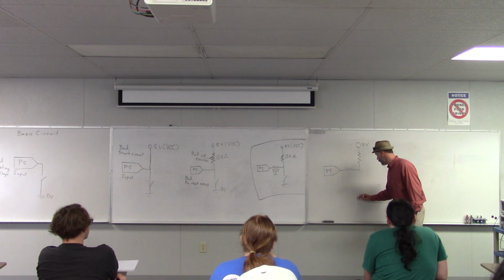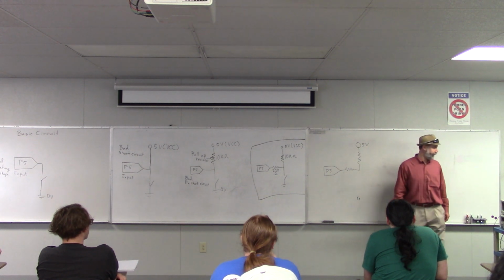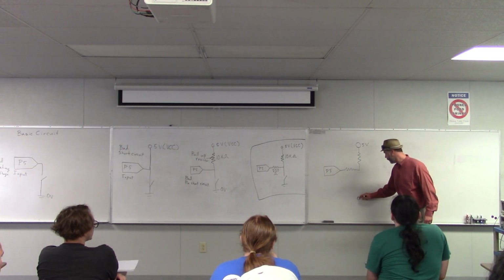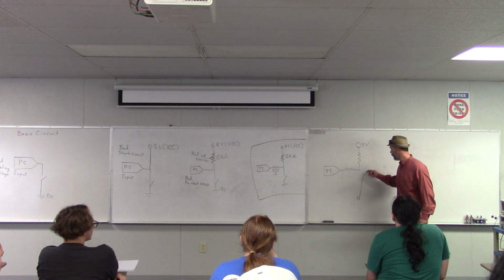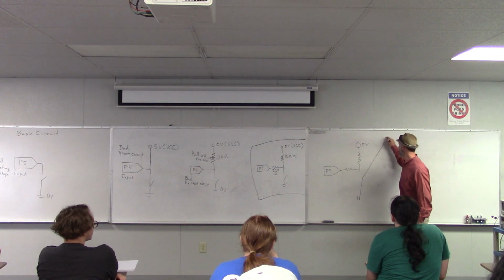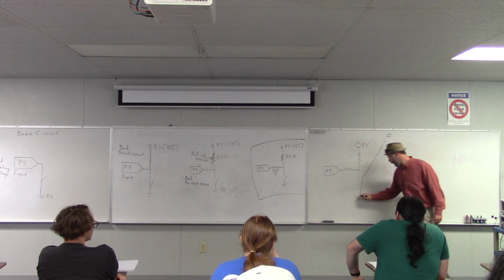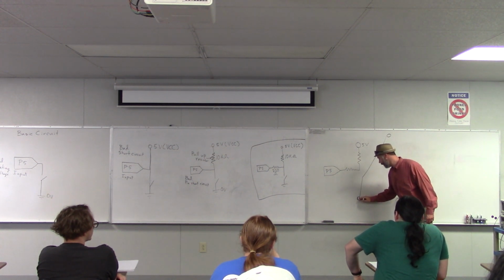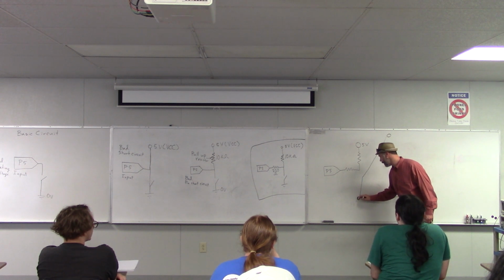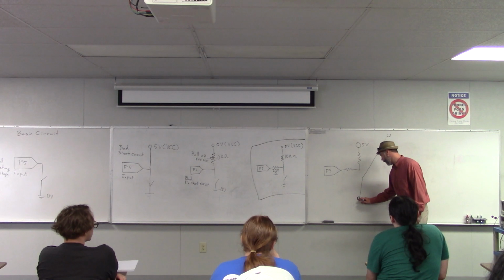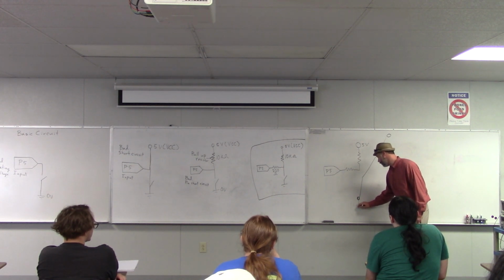So the Whisker goes something like that, and then it comes out like this, and then goes across, and has a little circle at the end. The Whisker is bolted to the chassis, and this chassis is grounded. So this end of the Whisker is grounded.